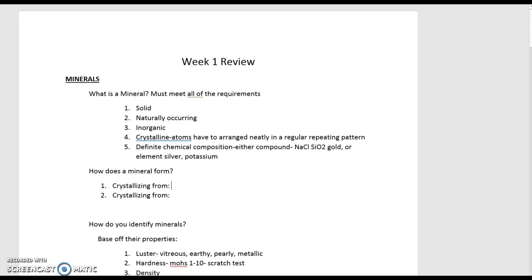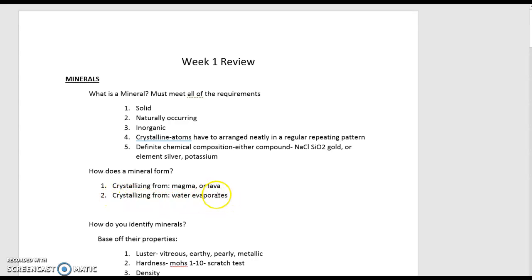How does a mineral form? 2 different ways. Crystallization from magma, which is molten material, that's like liquid rock below the surface, or lava, and that's also molten rock above the surface. So it's the same thing, their location is different. And we also have crystallization from when water evaporates. Okay, that can also form minerals, and this occurs when sedimentary rock forms.